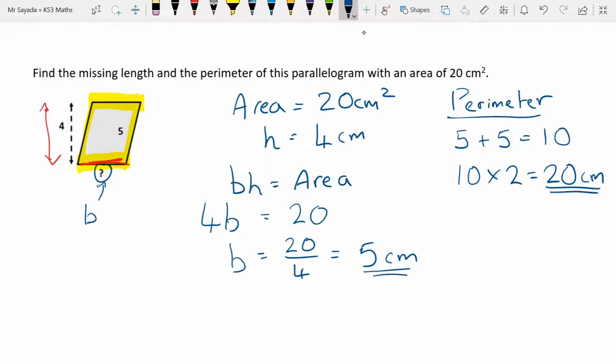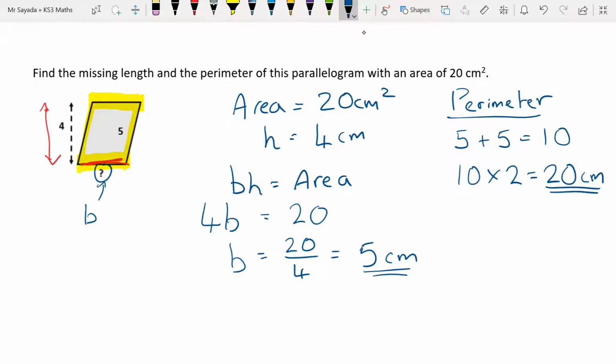You could have also done 5 times 4, because if you notice, all the sides are actually the same length here. What is a parallelogram where all the sides are the same called? Say your answer to the video if you know it.